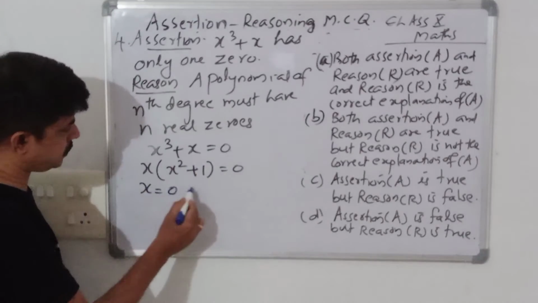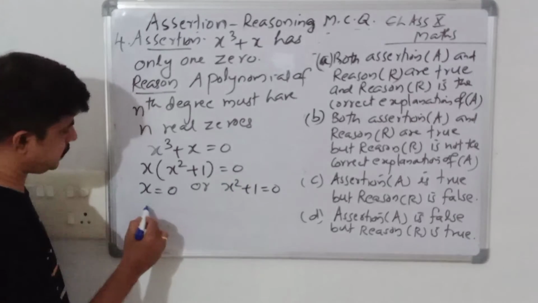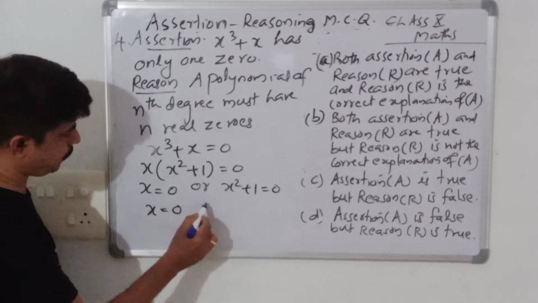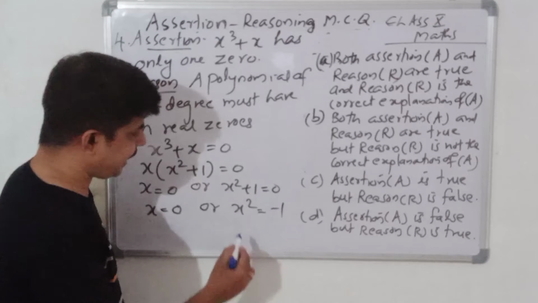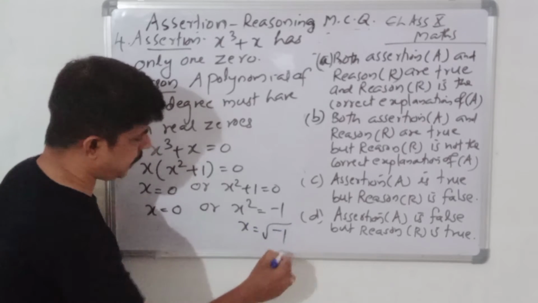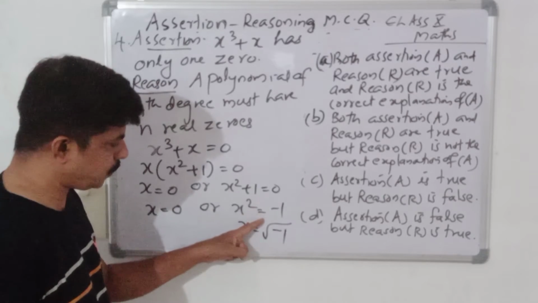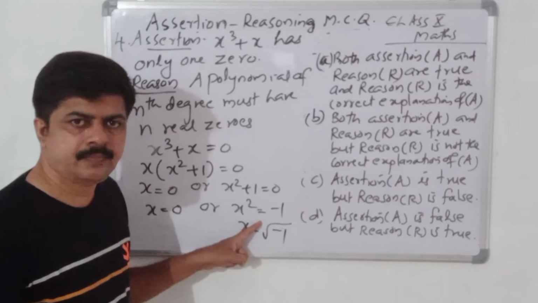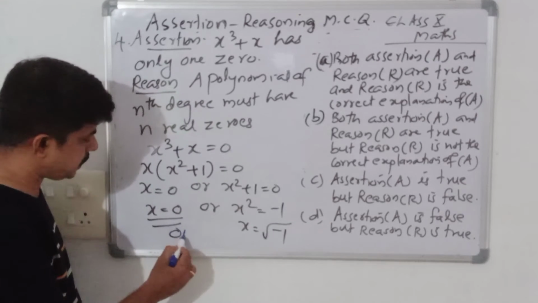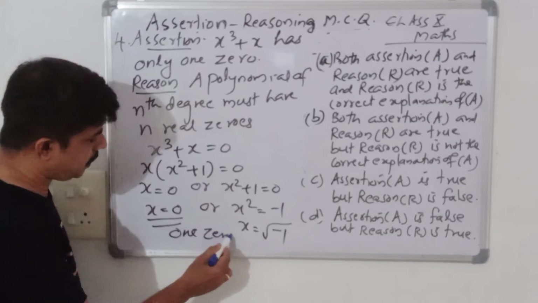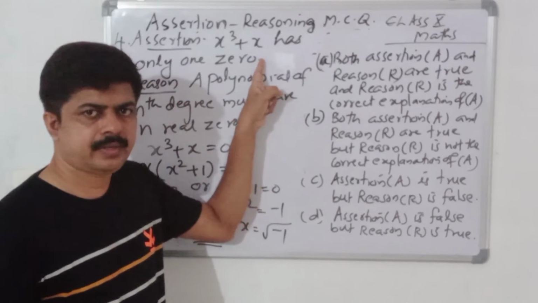Therefore, x equal to 0 or x square plus 1 is equal to 0. X equal to 0 or x square is equal to negative 1, then x is equal to root negative 1. Therefore, this is not a real zero. This is not a real root. This is an imaginary root. Therefore, we are getting only one zero. How many zeros does this polynomial have? We have only one zero. Therefore, this statement is true.